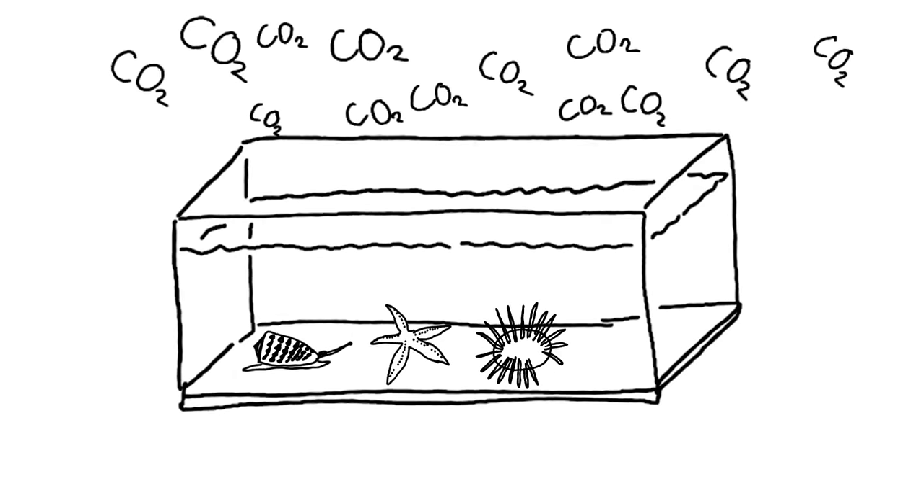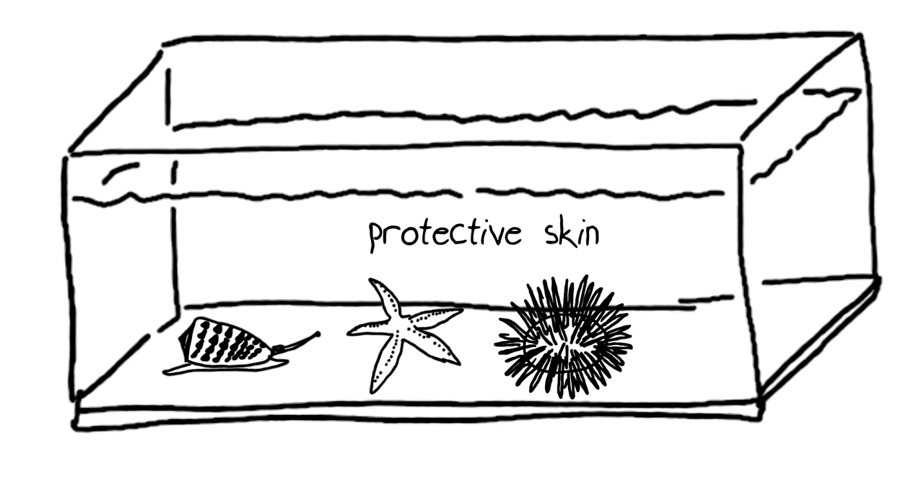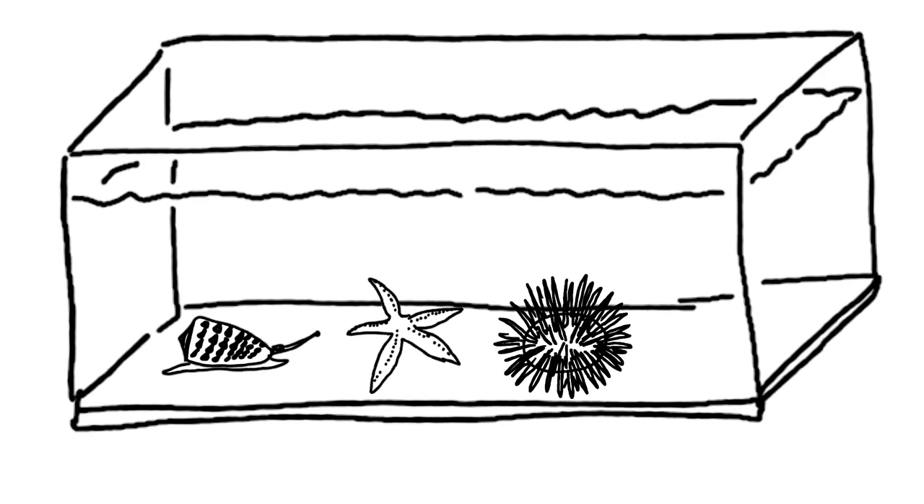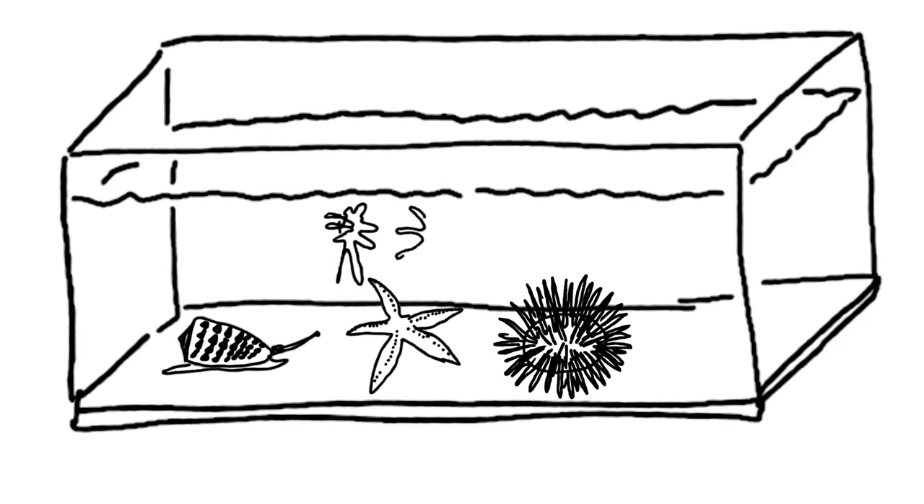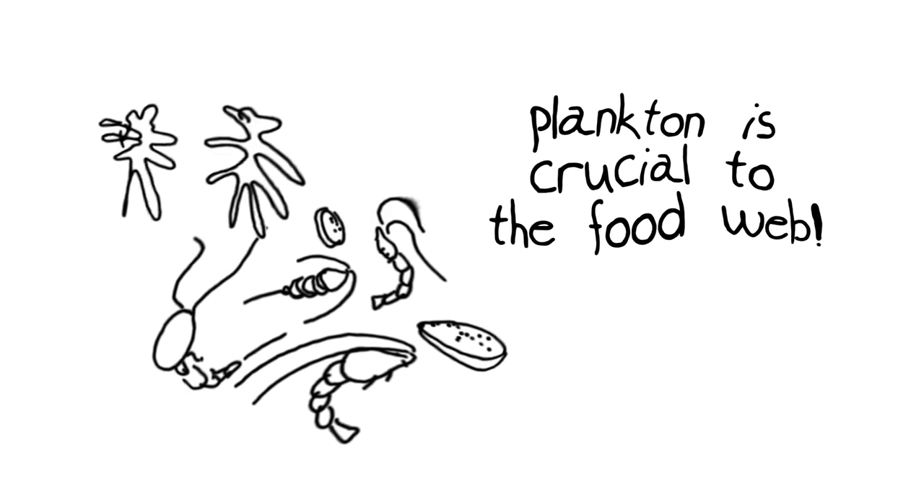even in starfish and sea urchins, which have protective skin over their entire bodies. They actually have an internal skeleton like fish or you or me, but even those have problems, particularly in larval stages. And these larvae form a huge part of the plankton, and remember how crucial plankton are to food webs in the sea.